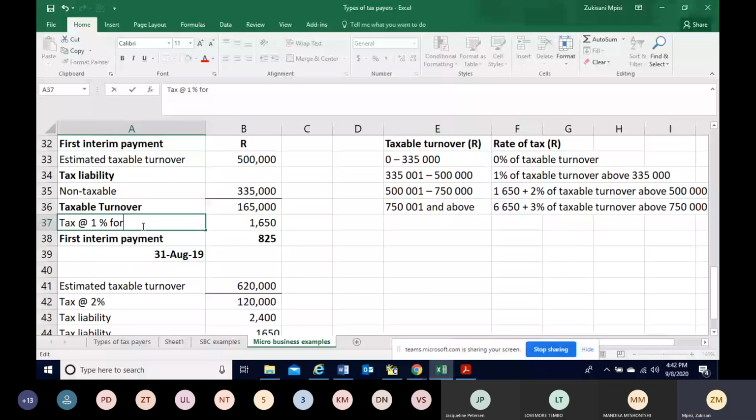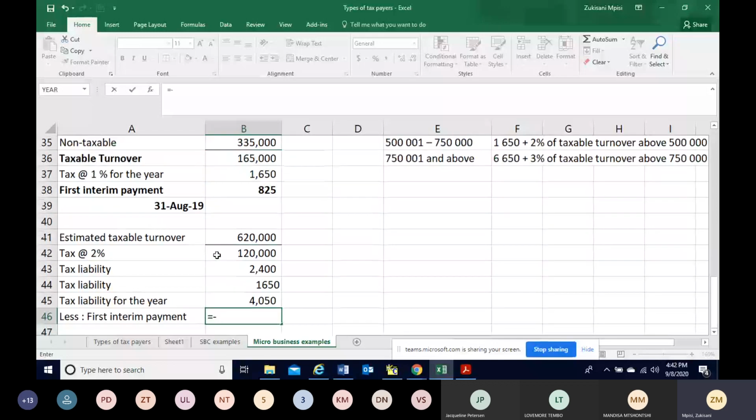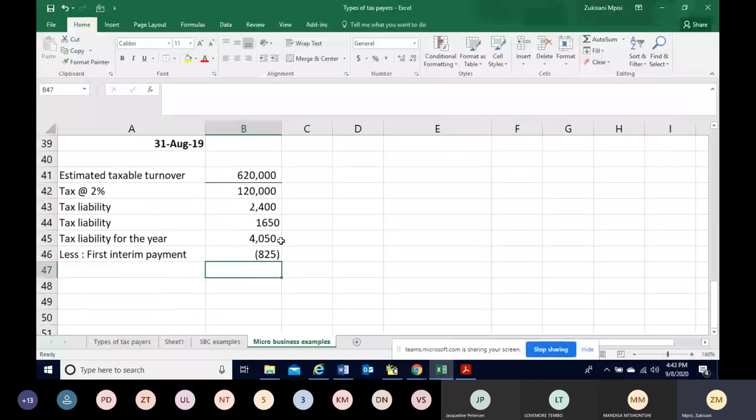And what do we want to do here? We are calculating a second interim payment. So the first thing that we have to do now is say less what has been paid in the year, which is less the first interim payment, which we have already paid on the 31st of August 2019.